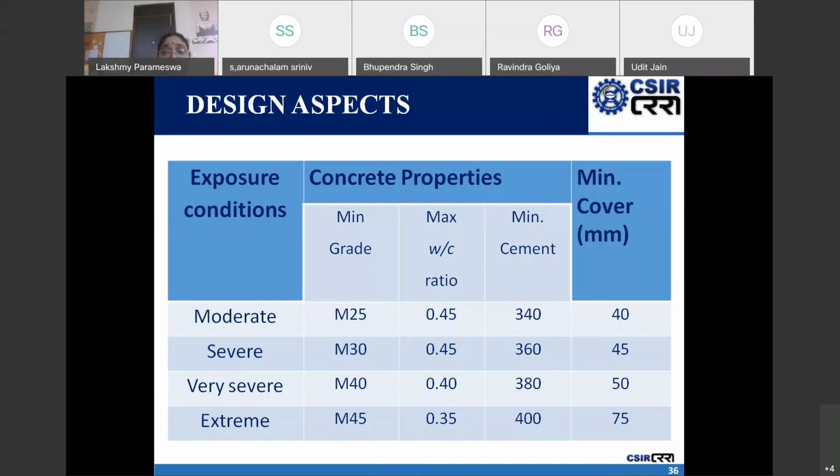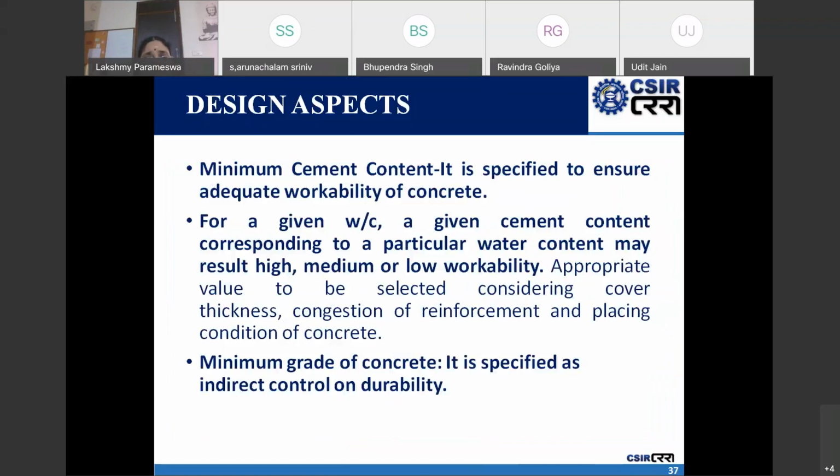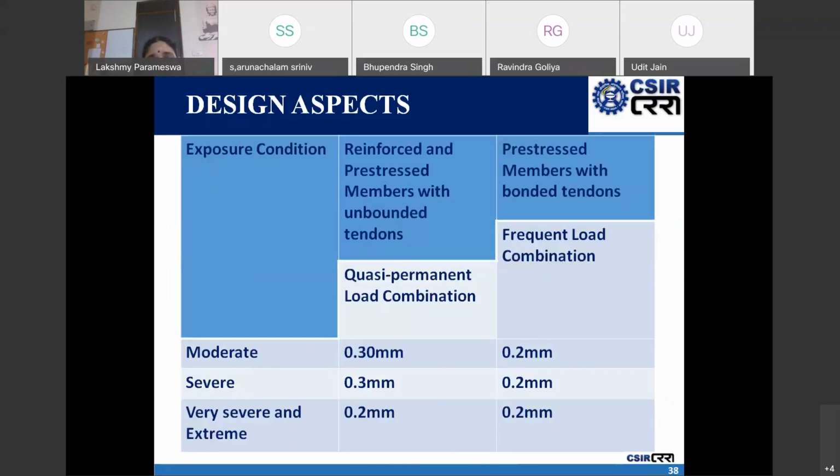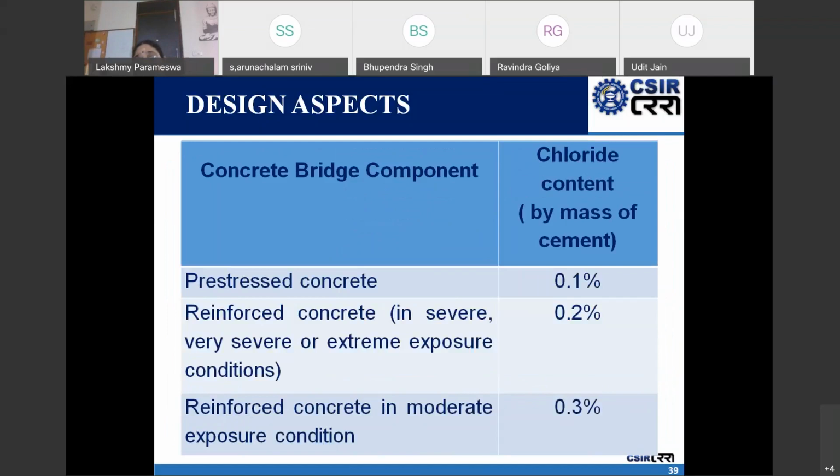So all these things are prescribed, and you can see that for foundation we generally provide 75 mm cover, because foundation once constructed we are not able to inspect and do any repair. It is very difficult. So provide a maximum cover of 75 mm. So I think all these aspects I have already discussed, and also for the serviceability check, what is the minimum crack width allowed, that is also given depending on the exposure condition. Also the chloride level in the concrete has also been limited.